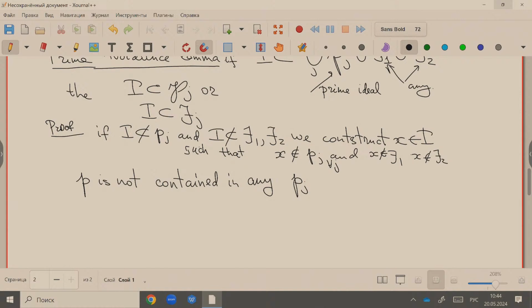Yes, but this is the negative statement for this one. This is negation. Suppose I is contained in this union. We want to derive that I is contained in some Pj, or J1, J2. The converse for this statement is the following. Assume this doesn't hold, then we shall see that I is not in the union of these ideals.